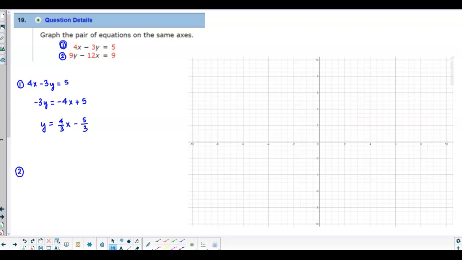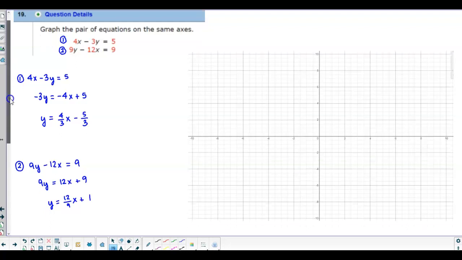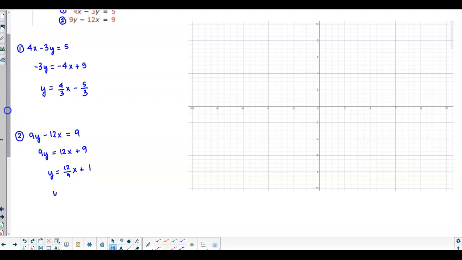Let's take a look at equation number 2. We have 9y minus 12x, which is equal to 9. So we're going to add 12x to both sides. So we're going to get 9y, which is equal to 12x plus 9. Divide everything by 9, we get 12 over 9 x plus 9 over 9, which is 1. And then let's reduce 12 over 9 to be 4/3 x plus 1.